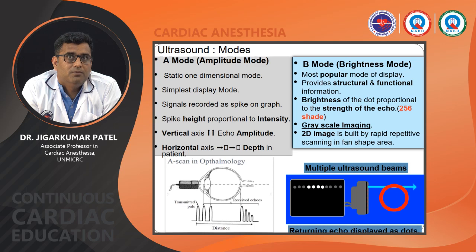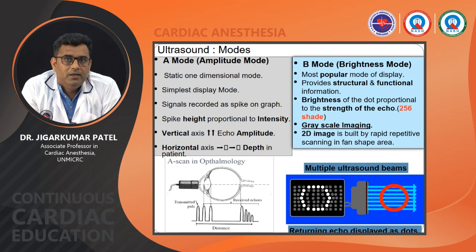The second mode is the B mode. It is known as brightness mode. It is the most popular mode of display. It provides structural and functional information. Here, ultrasound sends multiple beams into the tissue and the returning echo is displayed as a dot, a reflective surface as a dot. Here we use the brightness of the dot proportional to the strength of the echo, and 256 shades of gray are used. It is also known as grayscale imaging.